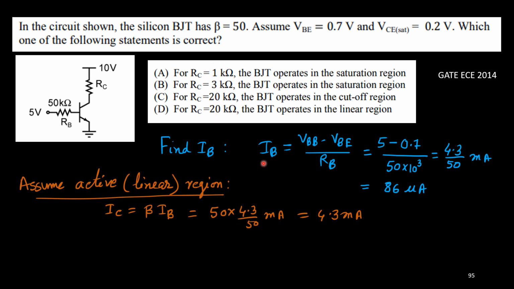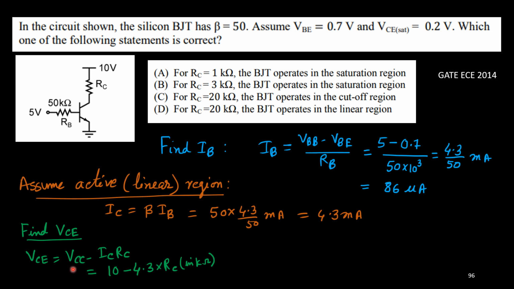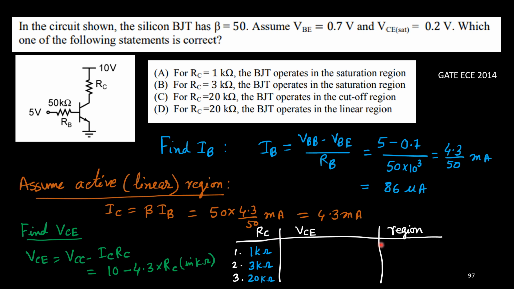Now we need to check VCE. Then we'll decide whether our assumption is correct or wrong, right? So what is the VCE? VCE is VCC minus IC into RC. Here VCC is 10, IC we have obtained as 4.3 milliampere, and we'll consider RC in kilo ohm. Then milli and kilo will cancel, so I'll consider 10 minus 4.3 into RC only. Now we'll choose those values. If I consider these three values of RC, 1 kilo ohm, 3 kilo ohm and 20 kilo ohm, we'll find the corresponding VCE. Then we'll decide.